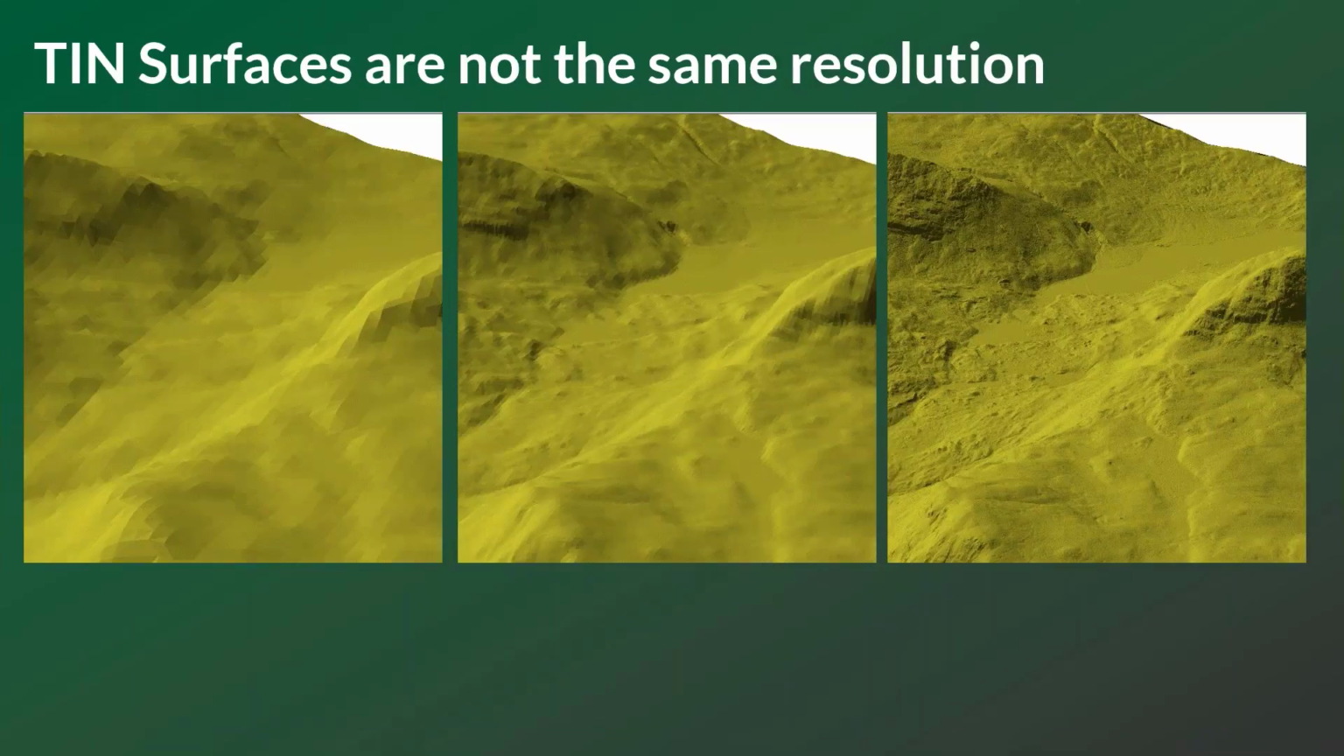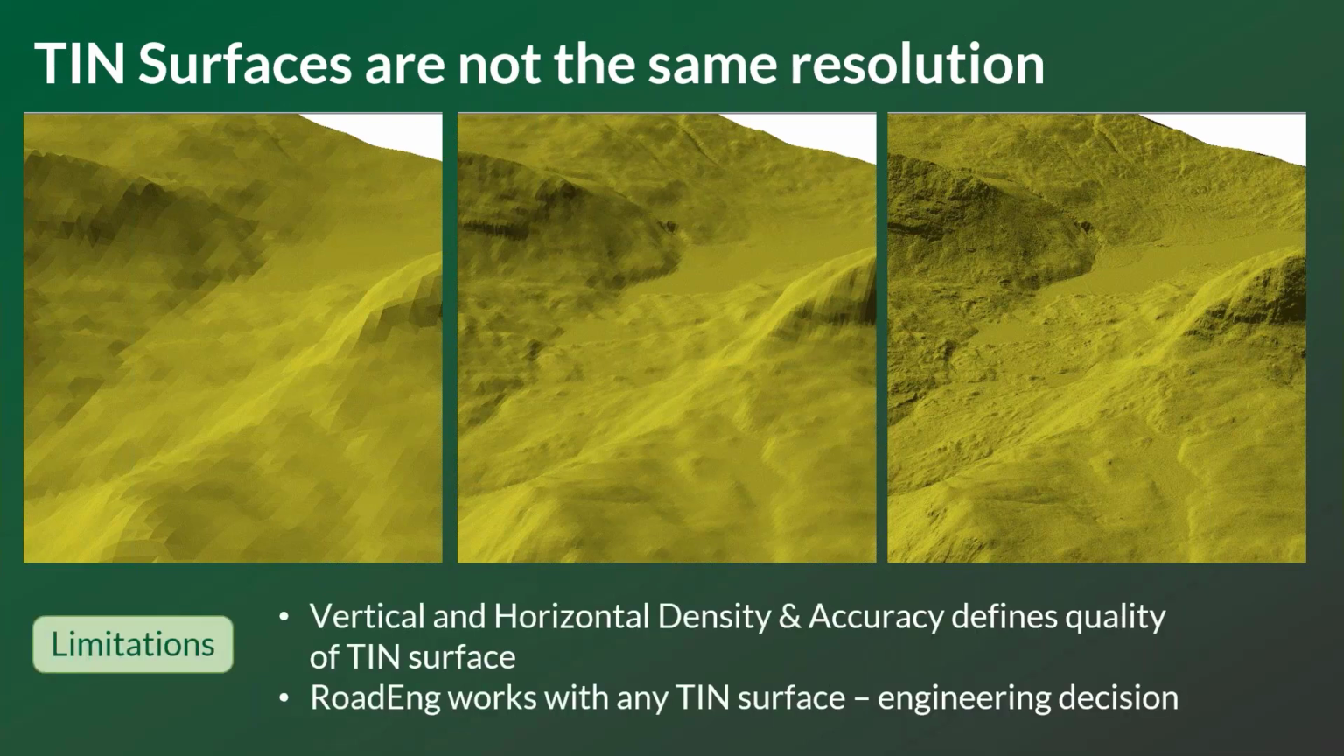A quick note, not all TIN surfaces are the same resolution. Our software is going to be able to design a road on any of these, but this really comes down to being an engineering decision, if you are comfortable with the vertical and horizontal density and accuracy, or quality, I should say, of your surface. So obviously on the left, much lower resolution data. This is the SRTM data set. And then on the right, we've got some high resolution LiDAR. So RoadEng can work with any of these, but again, it comes down to you as an engineer, whether you are comfortable with the quality of your TIN surface that you're basing your road design on.